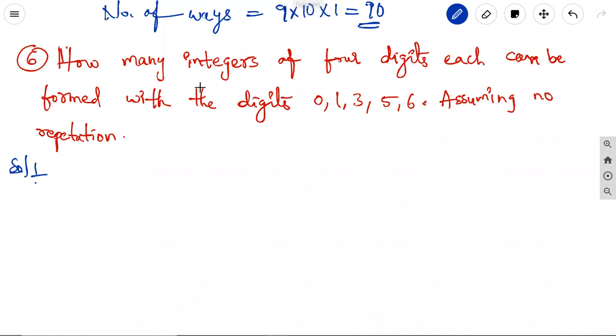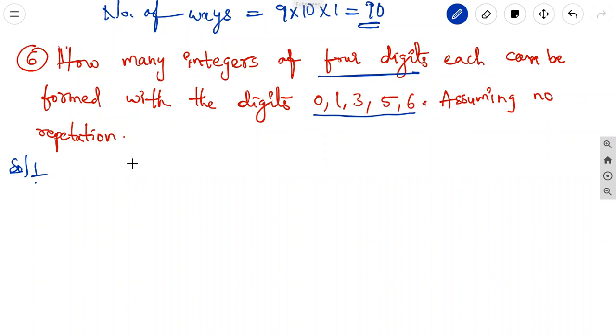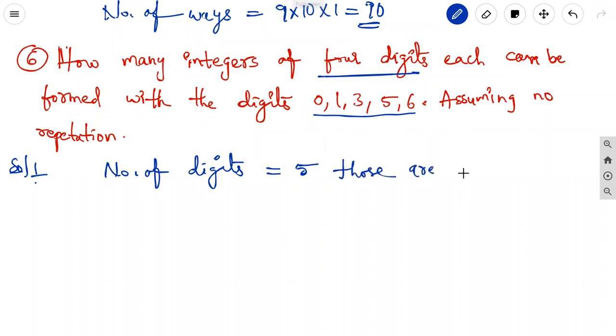Sixth problem. How many integers of 4 digits each can be formed with the digits 0, 1, 3, 5, 6, assuming no repetition? Number of digits are first here. What are the digits and number of digits? Number of digits are 5. Those are 0, 1, 3, 5, 6. In this 0 is there, that you can concentrate.